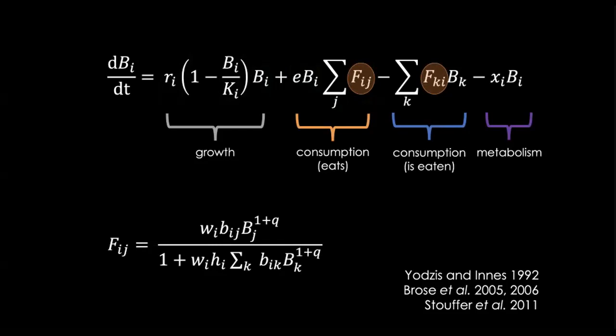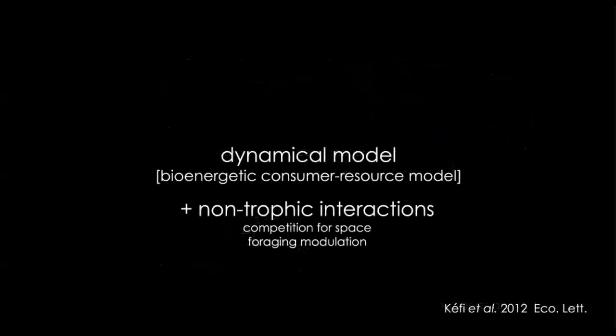So we start with the food web that is observed in the field. This is what determines the structure of the network. And we're going to map this equation to that food web. But now what we want to do is incorporate the non-trophic interactions, the two groups of non-trophic interactions that have been identified as important for this community: competition for space and foraging modulation.